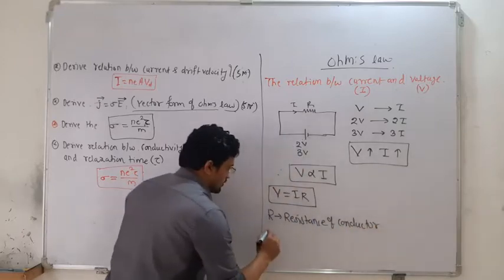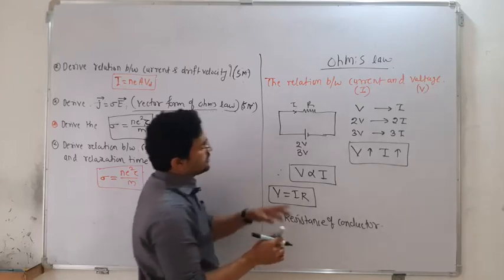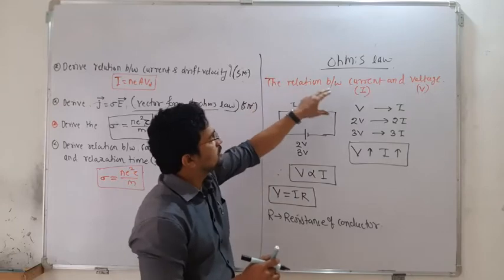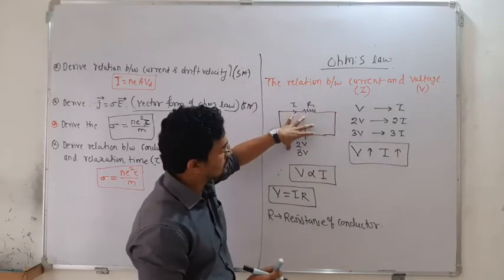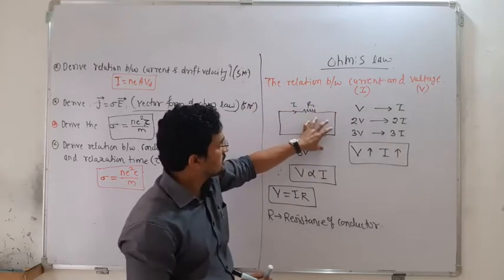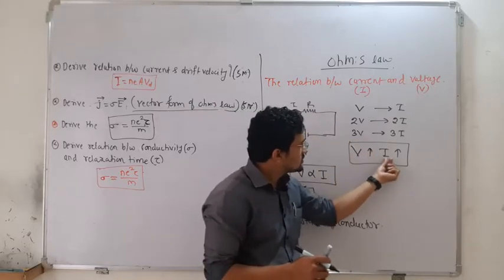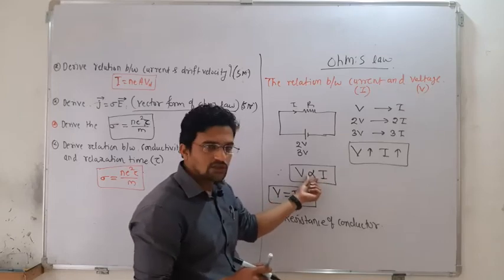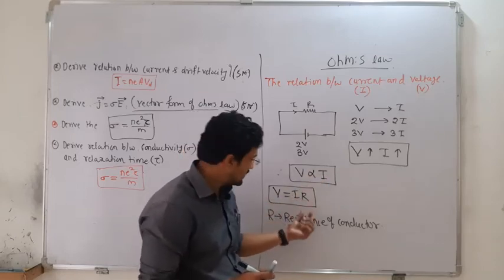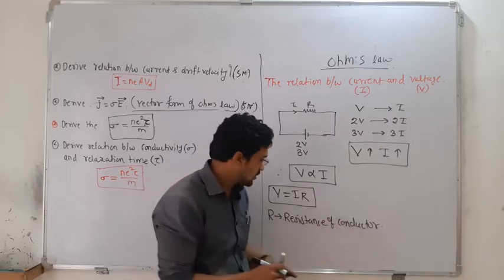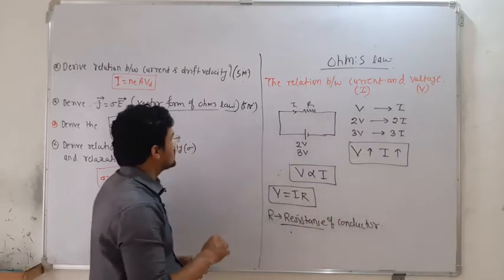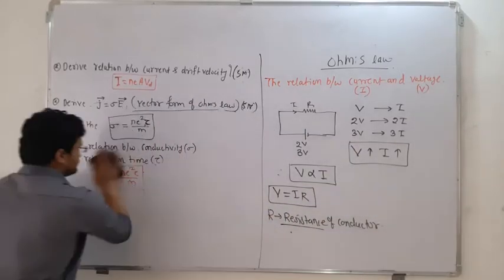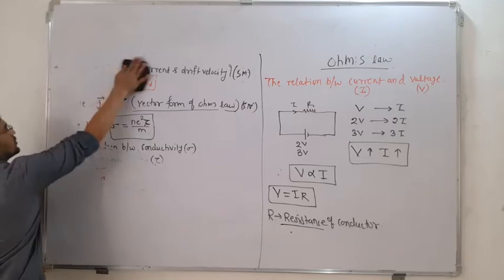First we will make the statement of Ohm's law. It is a relation between the current and the voltage. From this small experiment we know that as voltage increases, current in the circuit also increases, so V is directly proportional to I. Remove this proportionality constant and you get the constant R, which is nothing but the resistance of the conductor. We will talk about this later. First make the statement of Ohm's law. I will write it down here: statement of Ohm's law.